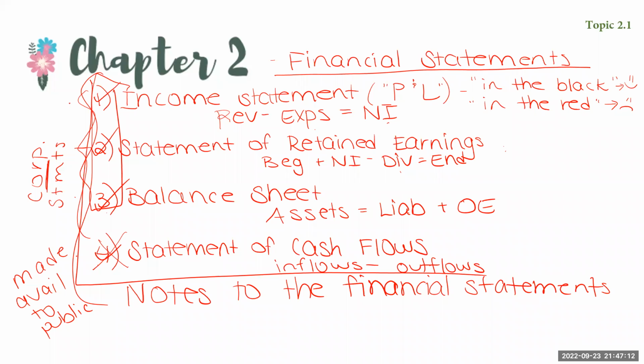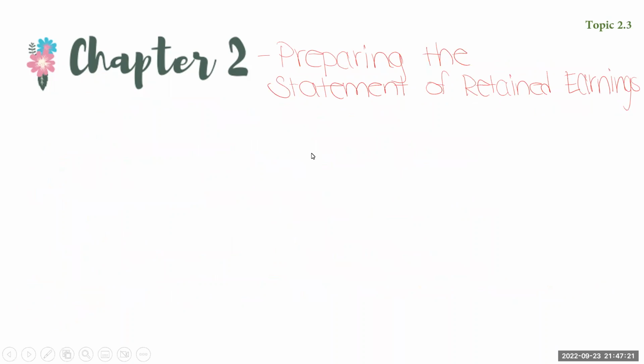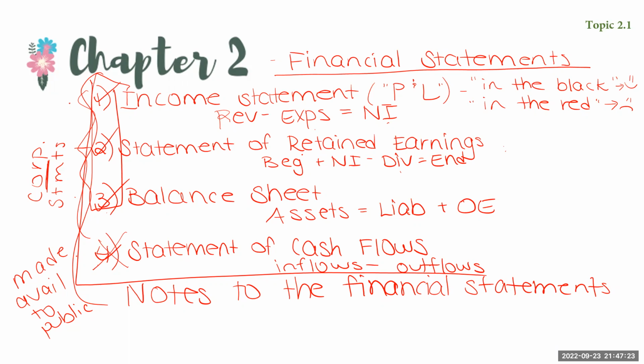All right, preparing our next statement, again with that corporate emphasis. That's why we're looking at the statement of retained earnings and not the statement of owner's equity. If you remember back to your notes earlier on, we said on the statement of retained earnings, we simply show the change in the retained earnings balance from the beginning of the period to the end of the period. The only two items that impact this balance are net income and dividends.